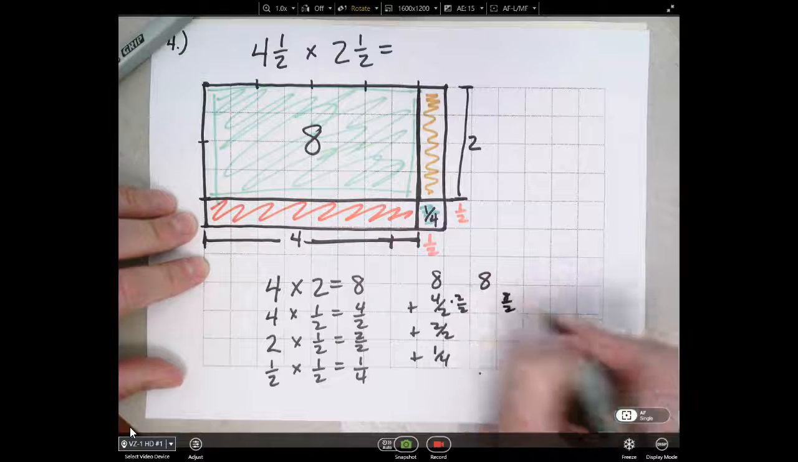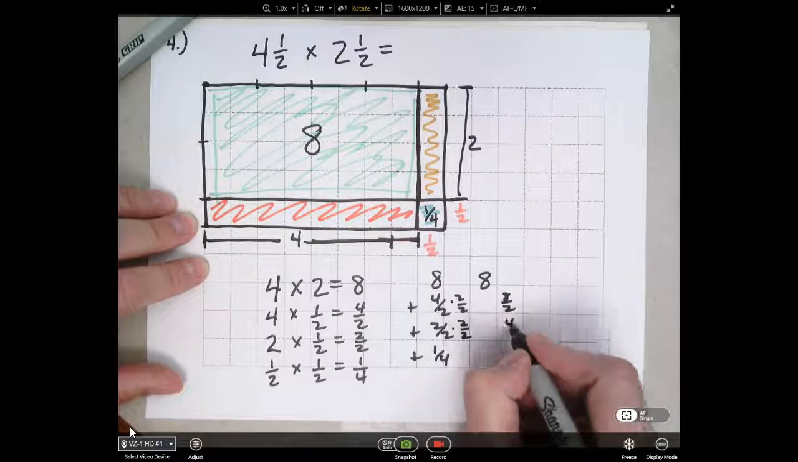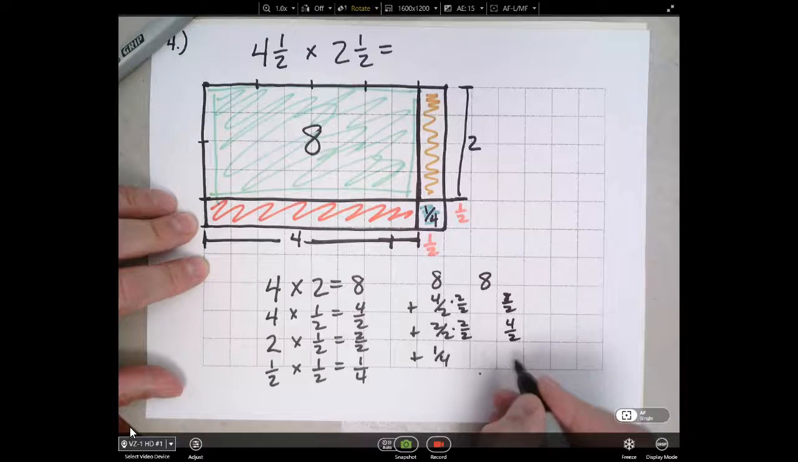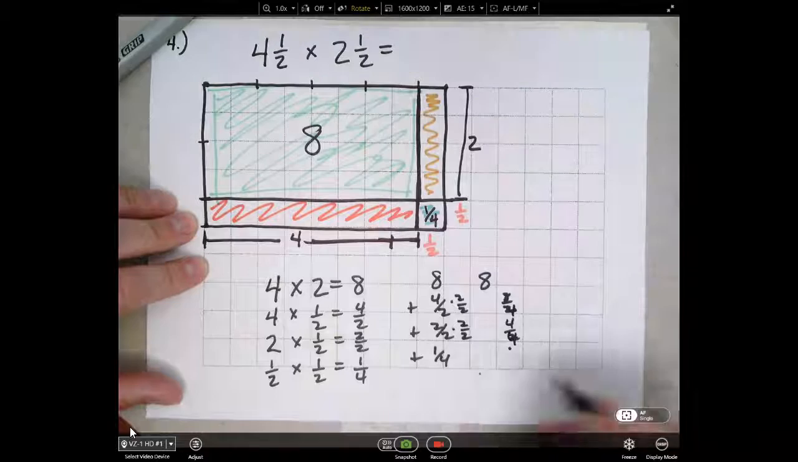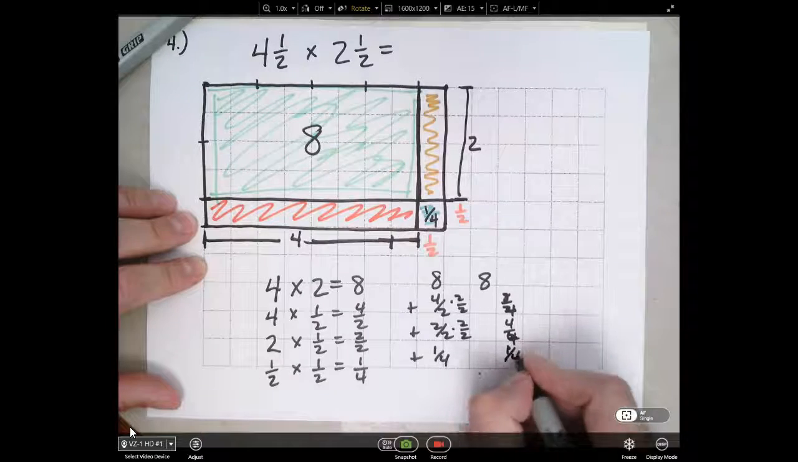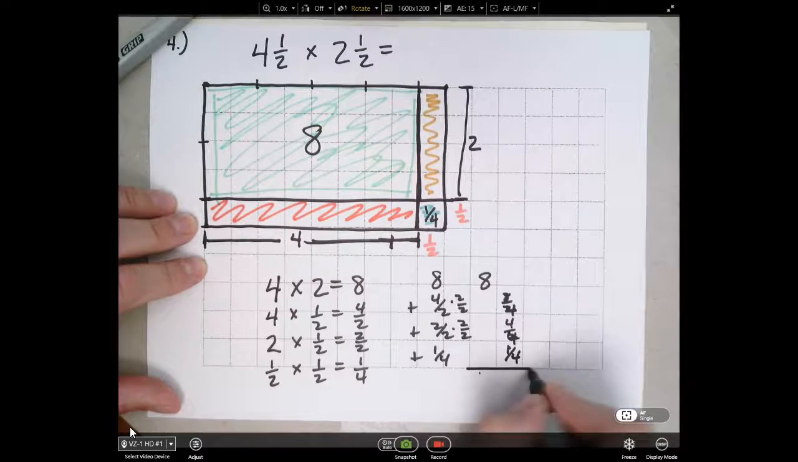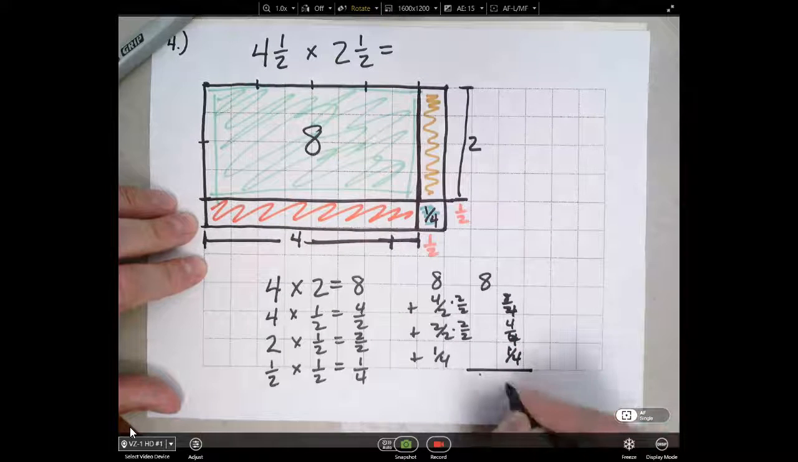me 8 over 4. Same thing over here. Gives me 4 over 4. And this one just stays, oops, those are denominators of 4, not 2. And this one becomes 1/4, and it stays 1/4. Okay. And now I can add this up. I have 13 fourths.